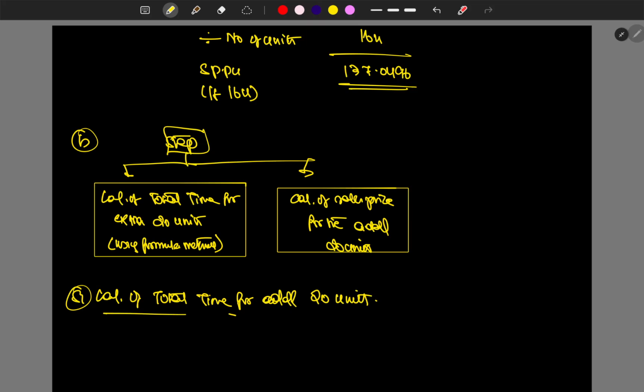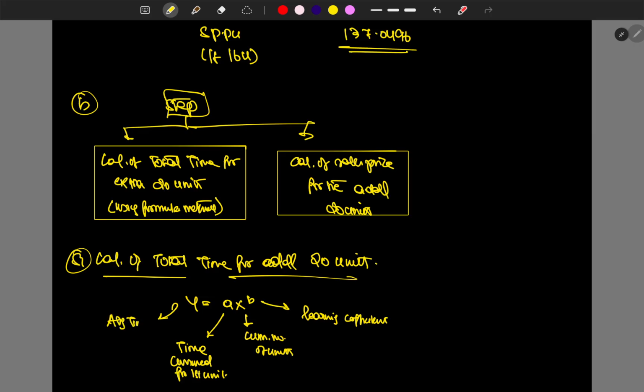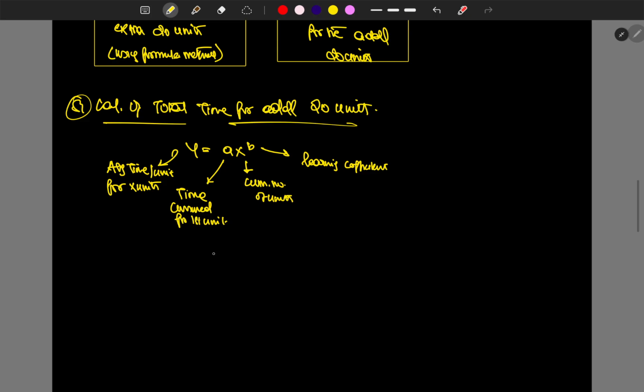What we are going to use now is y is equal to ax power b, right? This b is the learning coefficient, x is the cumulative number of units, a is the time consumed for the first unit, and y is the average time per unit for x units. So what are all the informations we have?